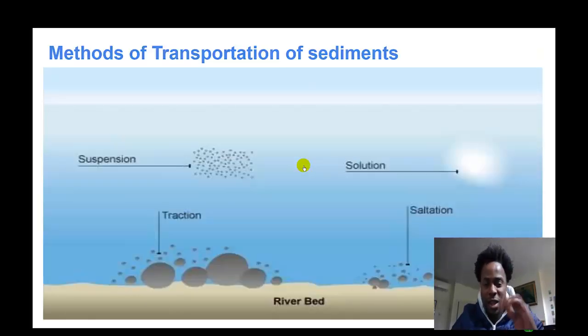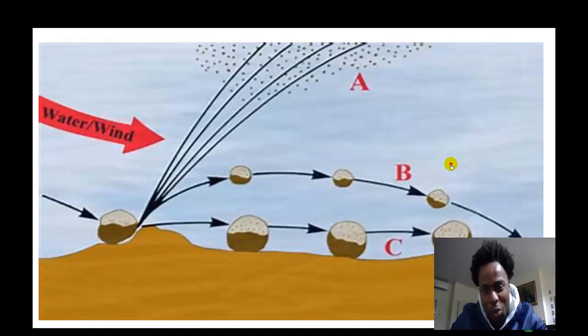All right, let's wrap it up here one more time. Traction, when it's being pulled along the ground. Saltation is when it bounces off the ground and bounces back off. Suspension is when it's constantly above the ground. And lastly, solution is when you can't see it because it has been dissolved in the water.